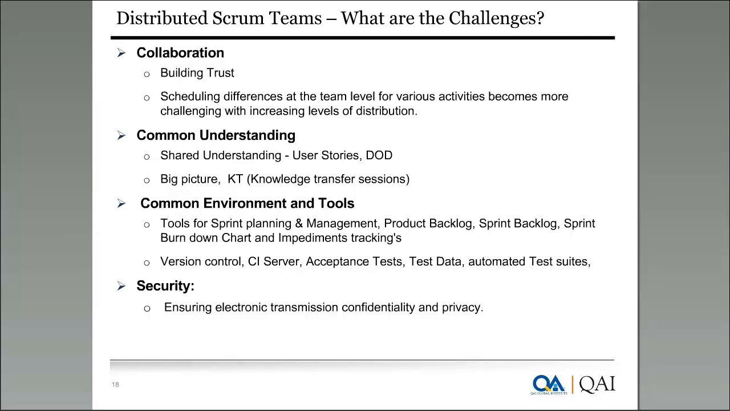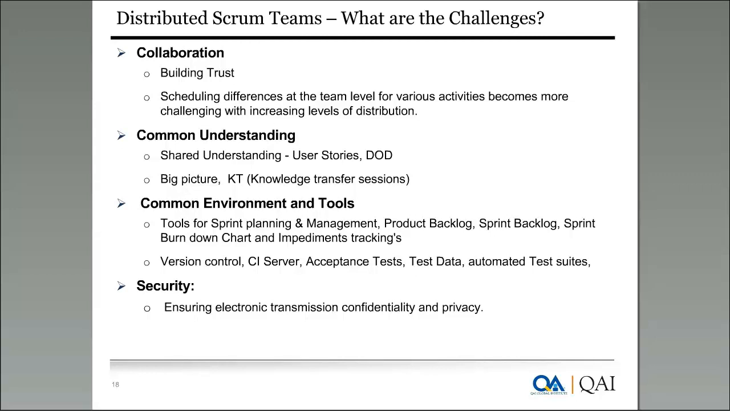And since the teams are distributed, there is always one team telling the other to do this, and a lack of common understanding of user stories or the big picture. That is another challenge that we see generally in all these distributed agile teams. And of course the common environment and tools, especially access to the servers, different servers, different environments.